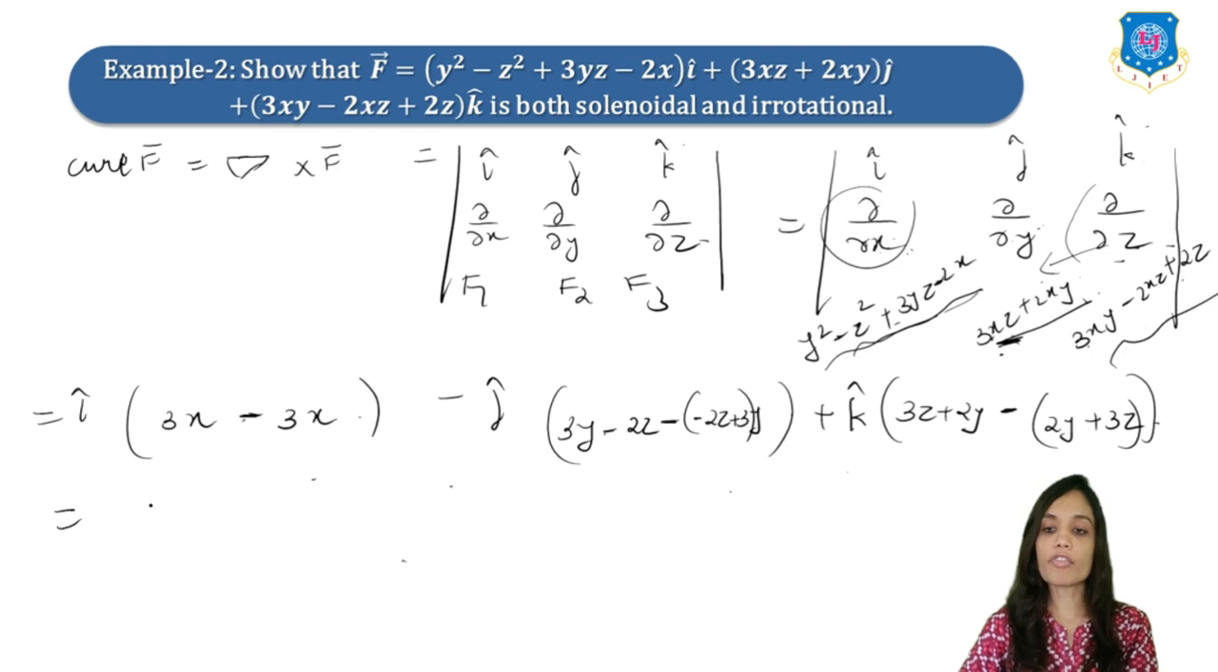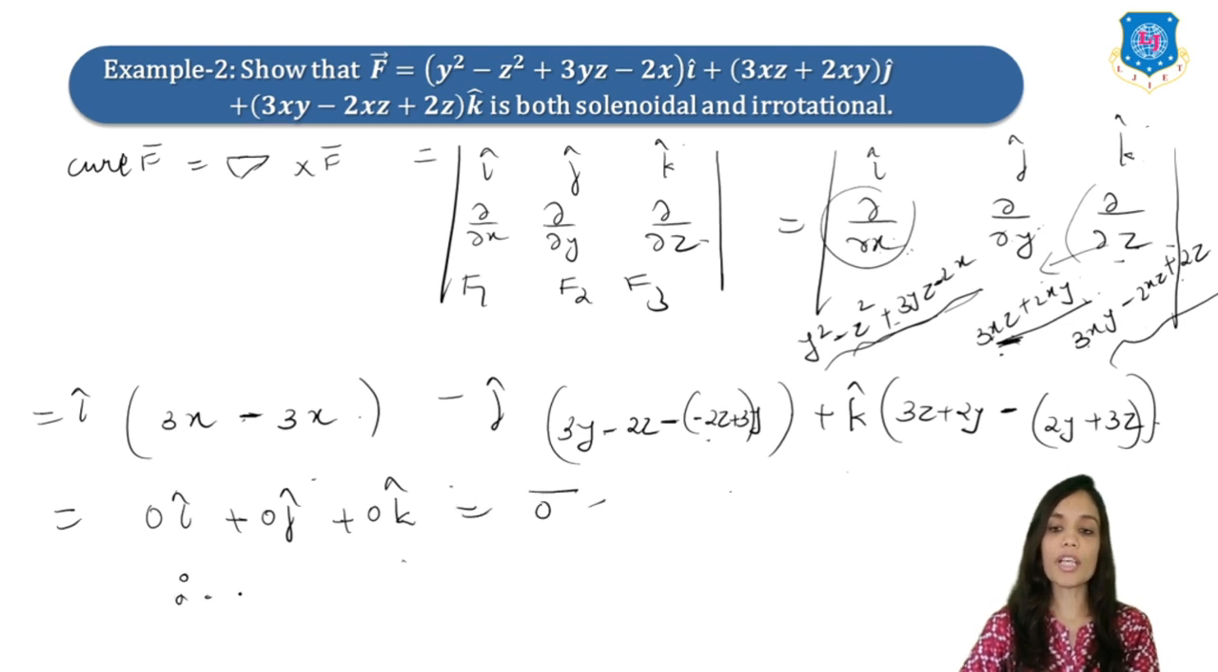So now you can see from here we are getting 0 i cap. If I open this bracket, we will get plus 0 j cap. This also everything gets cancelled out. So plus 0 k cap. So this is vector 0 bar. So from this we can say that curl of f bar is equals to 0 bar. Therefore our vector field f bar is what? Irrotational.